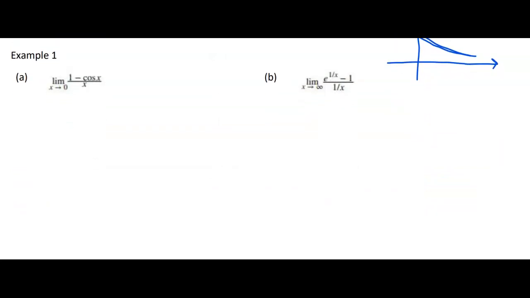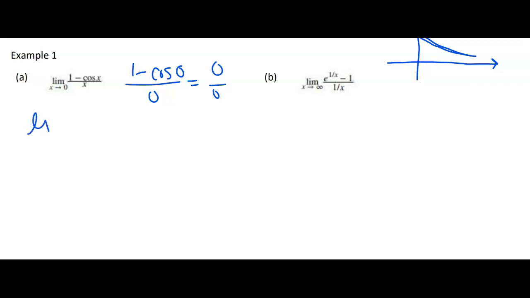So the first thing you're always going to want to do is still plug in your a term. On this first one, a equals 0. If I plug that in, I get 1 minus the cosine of 0 over 0. That gives me 0, because 1 minus 1 gives me 0 over 0. We call this now an indeterminate form.